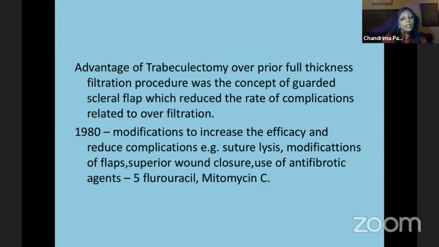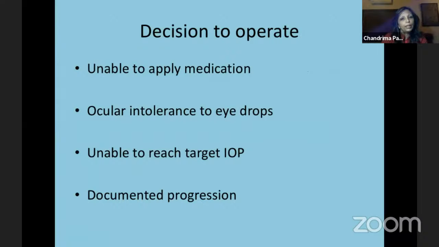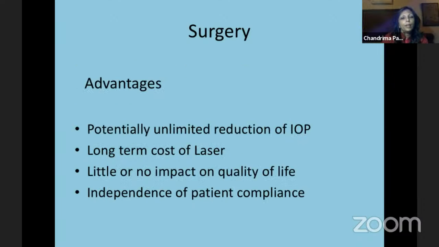And in 1980, modifications to increase the efficacy and reduce complications, like suture lysis, modifications of the flap, superior wound closure, and use of antifibrotic agents, as I told you, have contributed greatly to the success of trabeculectomy. The decision to operate depends on the patient being unable to use the medicine, ocular intolerance to the drops, being unable to reach the target intraocular pressure, and when there is documented progression.